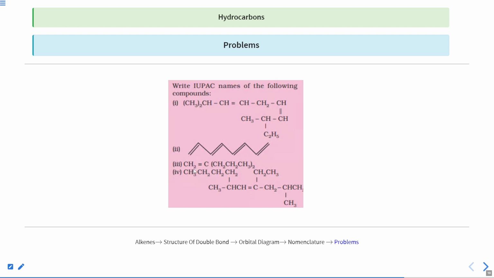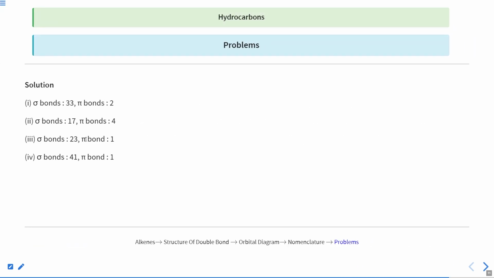So just count the number of hydrogens. 2, 4, 6, and 3, 9. Okay, but 7 are repeated twice. So 7 twice is 14, and 2 more is 16. So 16 and 7, how much? It will be 23. So sigma bonds is 23 and pi bonds is 1. Okay, clear?